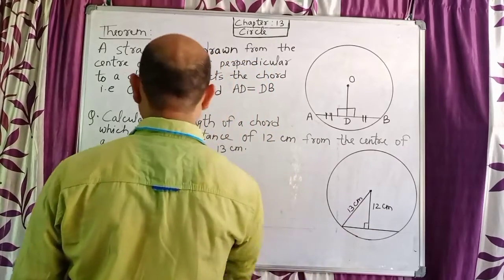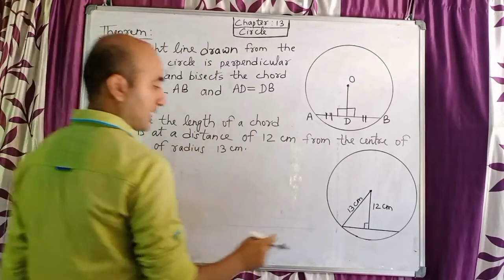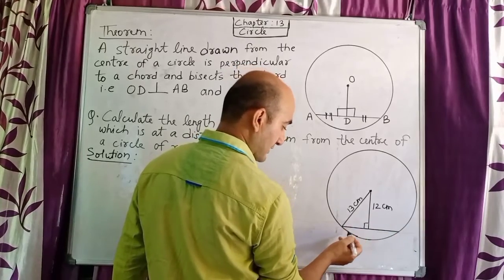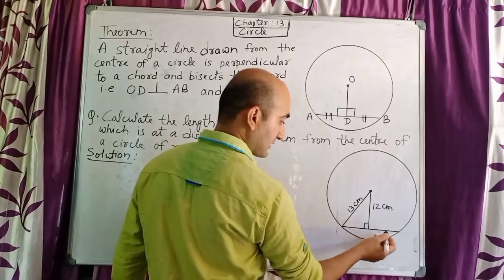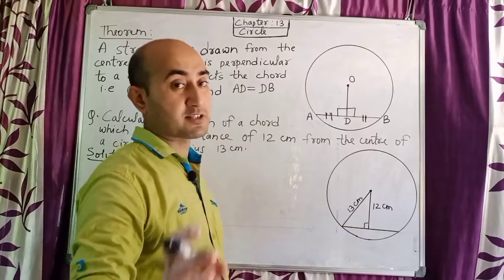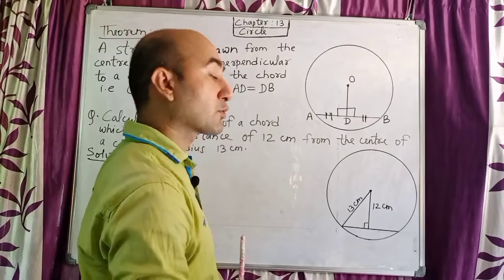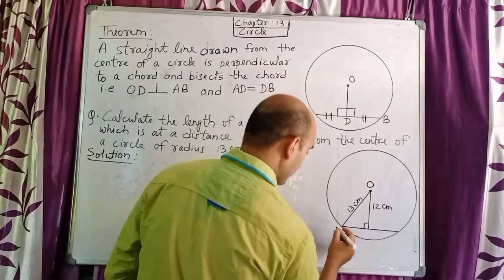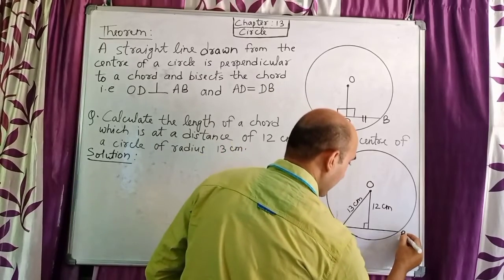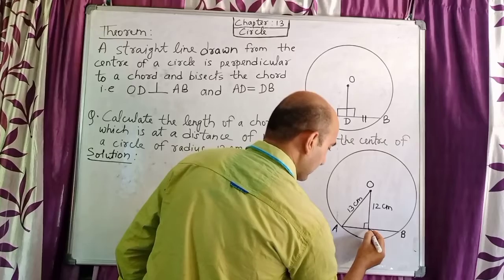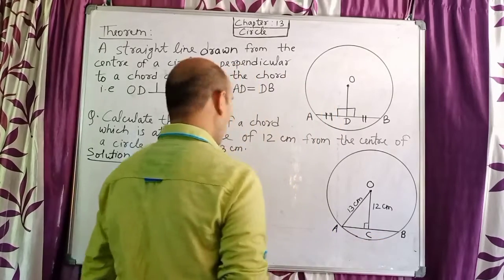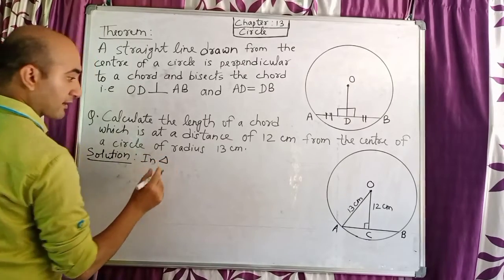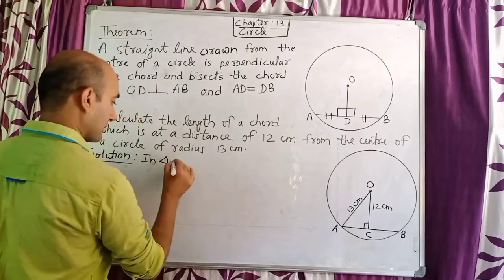So here you have to calculate the length of the chord. To find the chord, first of all we will find half of it. If it comes to 3 here, then this will also be 3. So 3 plus 3 will be 6, and that will be the length of the chord. So what I will do, I will name this triangle first. Here I will write O. The length of the chord I will write as AB, and here the middle portion I will write C. So my solution will begin here, and I will write in triangle OAC.